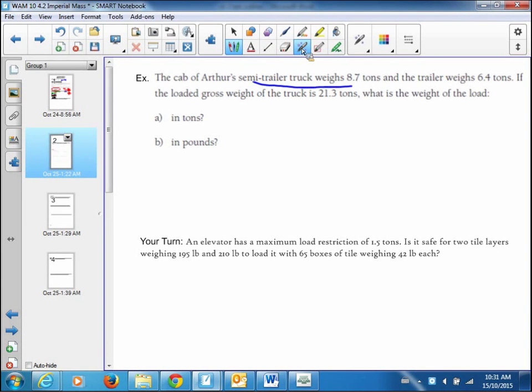The semi-trailer truck weighs 8.7 tons. He's pulling a trailer at 6.4. The trailer plus the truck plus whatever's on the load add up to 21.3. Okay? So, how is it given? If the loaded gross weight of the truck is 21.3, what is the weight of the load? And then in tons and pounds.